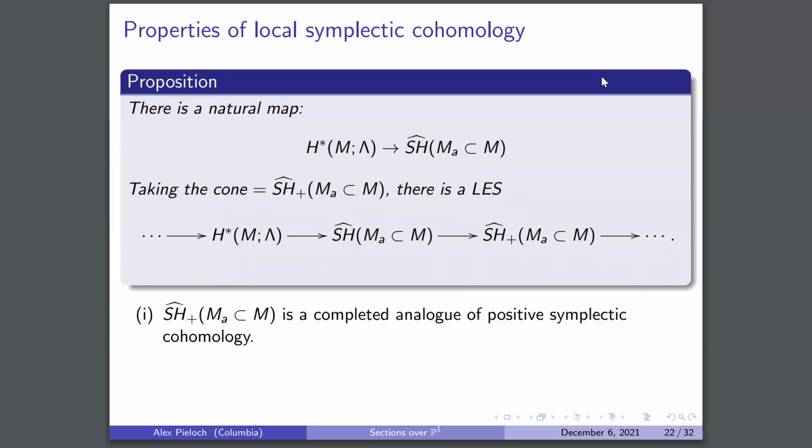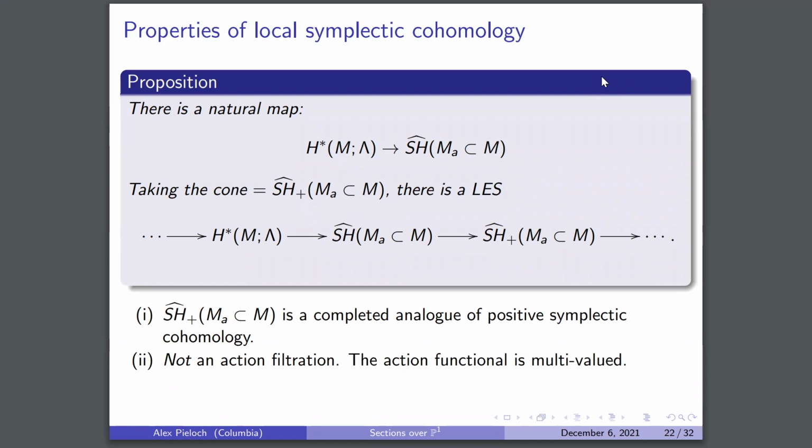So I've written this suggestively. This SH plus is some sort of completed analog of positive symplectic cohomology. That is, you create some complex that's generated by the Reeb orbits that are wrapping around the boundary of M_A, and then you take some sort of Novikov completion of it.